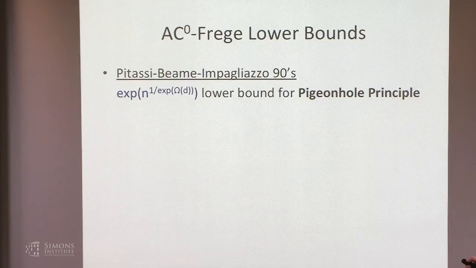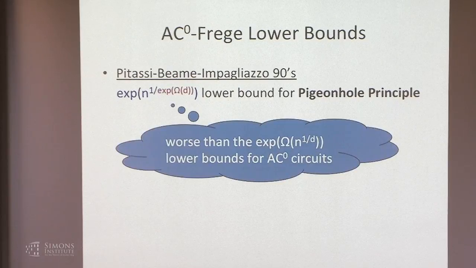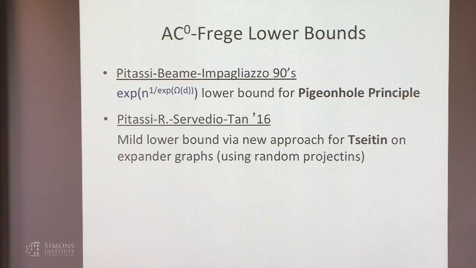And the point is that the lower bounds that were known here were until recently much weaker than what we knew for AC0 circuits. So the strongest bounds from the 90s were of the form exponential n to the 1 over exponential d. So instead of 1 over d, we had this exponential decay here. So much worse than what we knew for AC0 circuits.